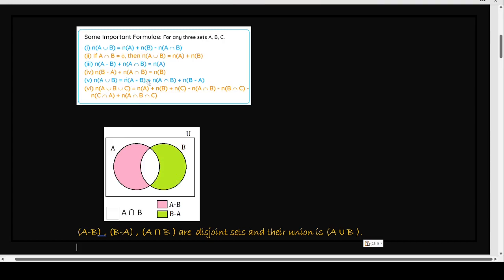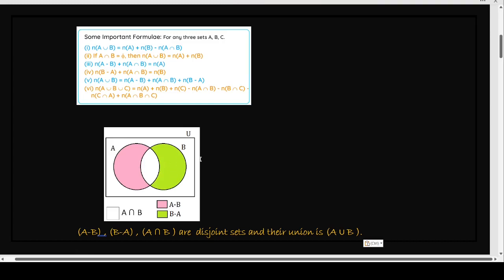Now, n(A union B) is what I have explained a number of times. This n(A union B) is the sum of all three pieces: n(A minus B), n(A intersection B), and n(B minus A). The fifth one is the key; if you understand the fifth one, all others follow. This means n(A union B) is n(A minus B), this, and n(A intersection B), and n(B minus A). All these pieces put together, the sum of all these three pieces, is n(A union B).